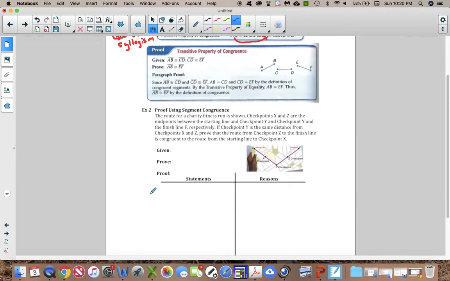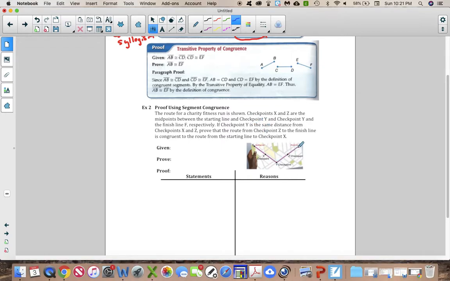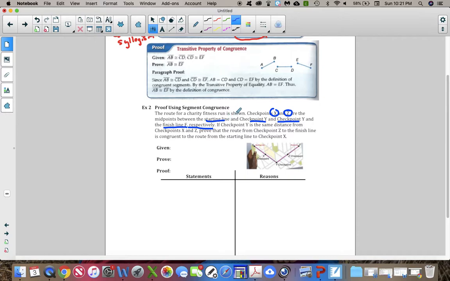The route for a charity fitness run is shown. Checkpoints X and Z are the midpoints between the starting line and checkpoint Y, and checkpoint Y and the finish line, respectively. That word respectively means in order. So X is the midpoint of the start line and checkpoint Y. Z is the midpoint from checkpoint Y and the finish line. Respectively means X goes with the first set, Z goes with the second set, because that's the order in which they go, okay? So I'm going to write that down.